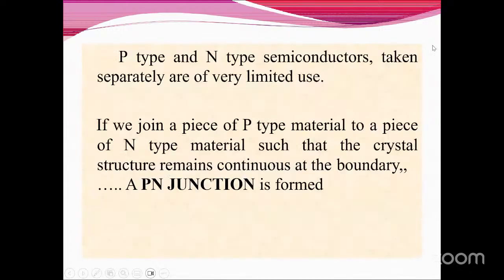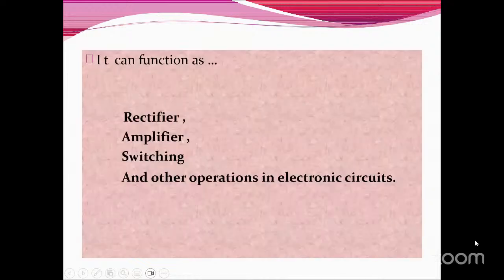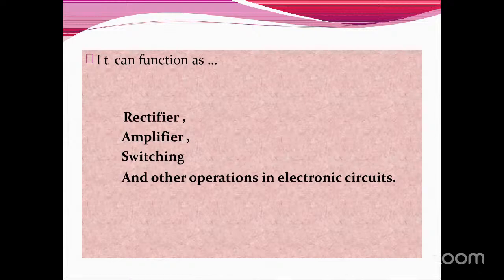PN junction. P-type and N-type semiconductors taken separately are of very limited use. If we join a P-type material to a piece of N-type semiconducting material such that the crystal structure remains continuous at the boundaries, a PN junction is formed. Next, how does the PN junction function? It may act like a rectifier, an amplifier, a switch and in other operations in electronic circuits.